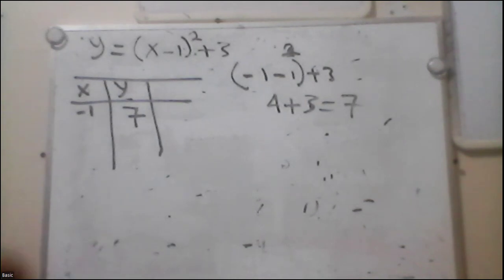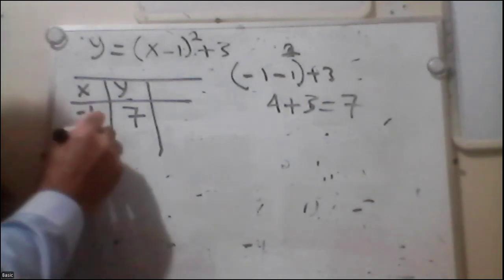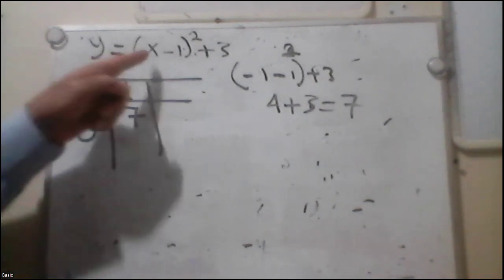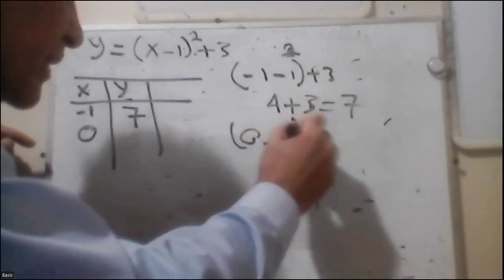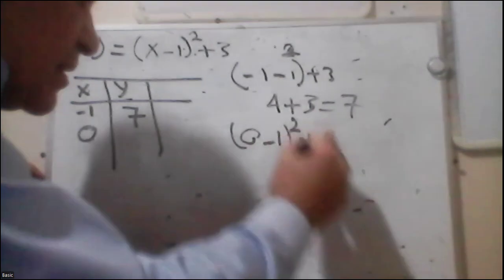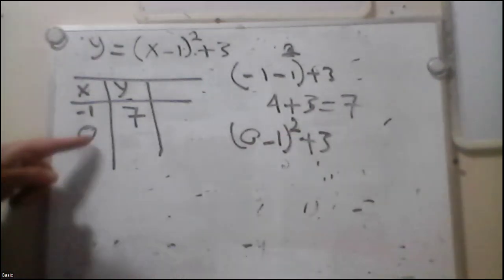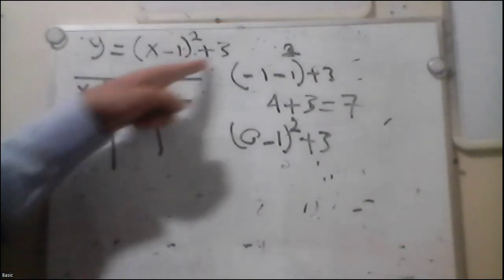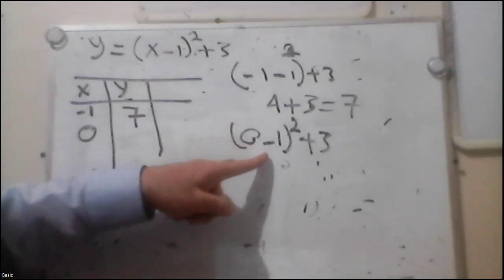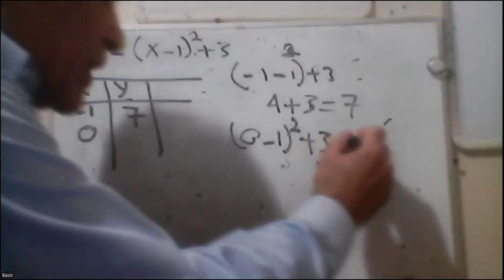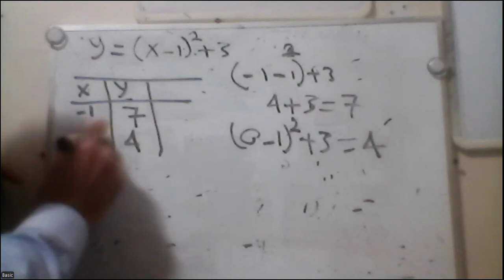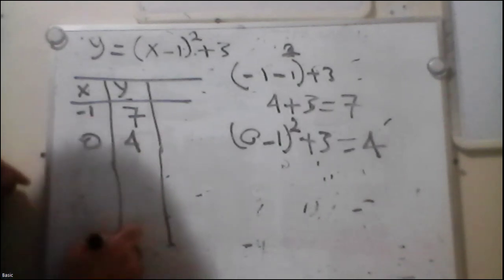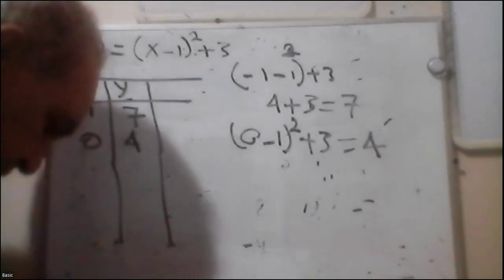I will also put 0. So if x is 0, 0 minus 1 all squared plus 3. So this is minus 1 multiplied by minus 1, which is 1. 1 plus 3 will equal 4. So in front of 0 here, it will be 4. Okay, let me give another 4 or 5 example numbers, then we'll go for the solution of this problem.